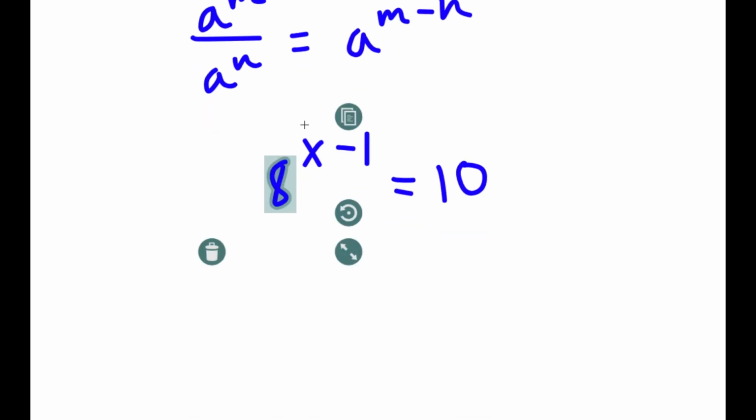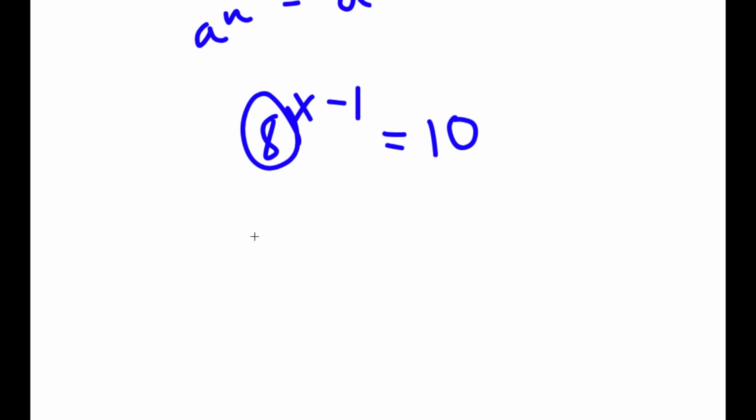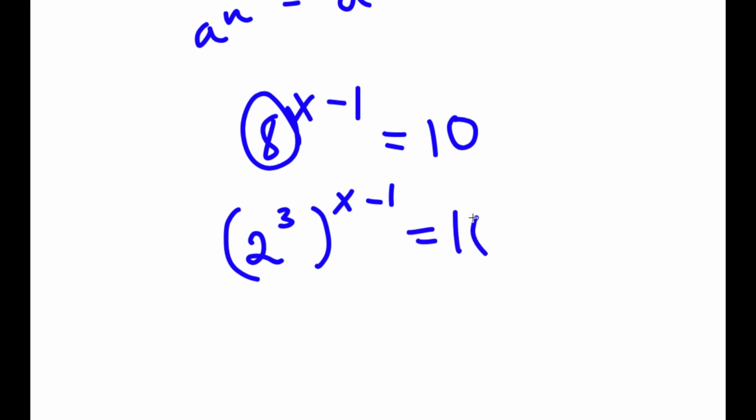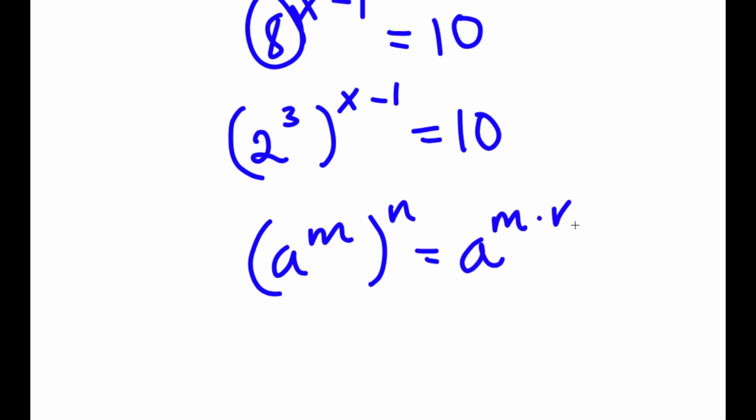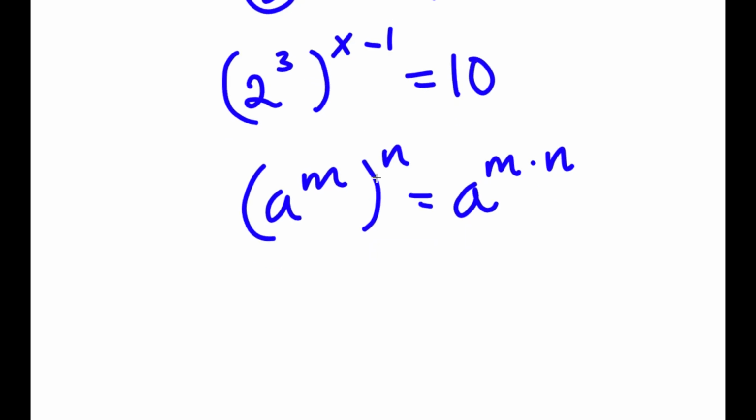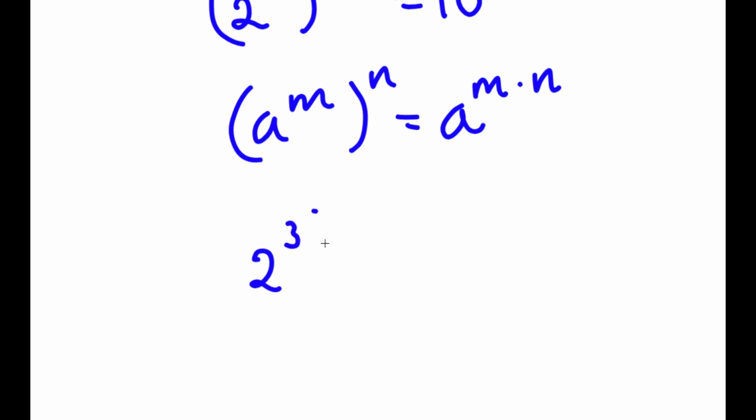Now 8 here is the same thing as 2 to the power of 3. So now I have 2 to the power of 3 to the power of x minus 1 is equal to 10. And if I have something in the form a to the power of m to the power of n, this is equal to a to the power of m times n. So 2 to the power of 3 to the power of x minus 1 is going to equal 2 to the power of 3 times x minus 1, which is equal to 10.